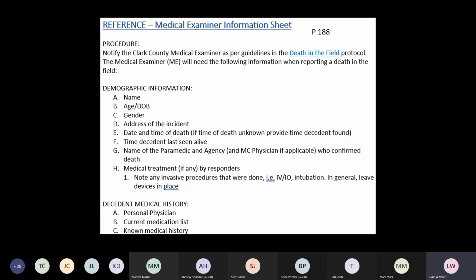A couple of things. This is the medical examiner information sheet. It's worthwhile reviewing at the time. It's in your protocol book. So review this when you're going to contact a medical examiner as per death in the field protocol. This is the kind of information they need: name, age, date of birth, gender, address of the incident, date and time of death, time decedent last seen alive, name of paramedic and agency, medical treatment, if any, note any invasive procedures, etc. Leave those devices in place.